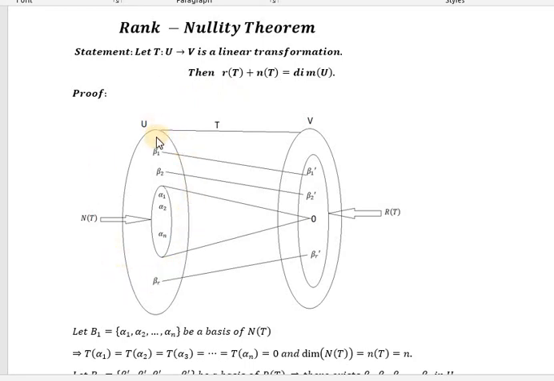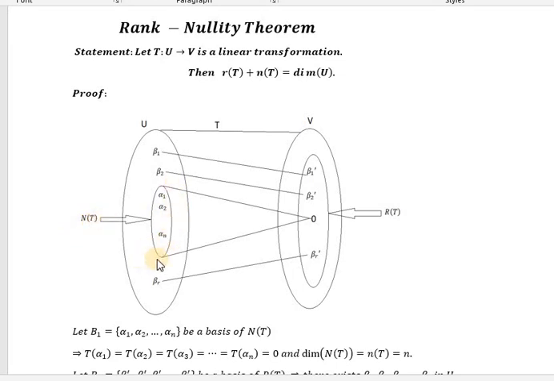Here, we have considered the set U and the set V, and we have defined a transformation T from U to V. And U has elements alpha 1, alpha 2, so on alpha n, beta 1, beta 2, so on beta r. And V has beta 1 dash, beta 2 dash, so on beta r dash. So let us consider B1 is a basis containing alpha 1, alpha 2, alpha 3, so on alpha n vectors as a basis of N of T. N of T means it is nothing but the null space.